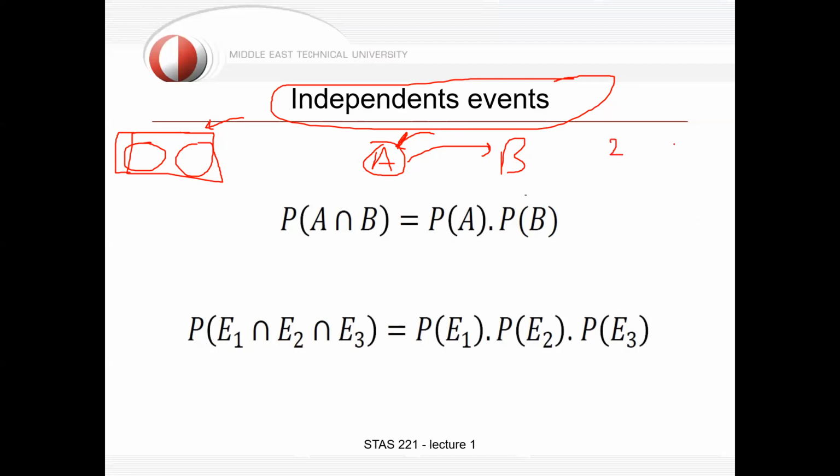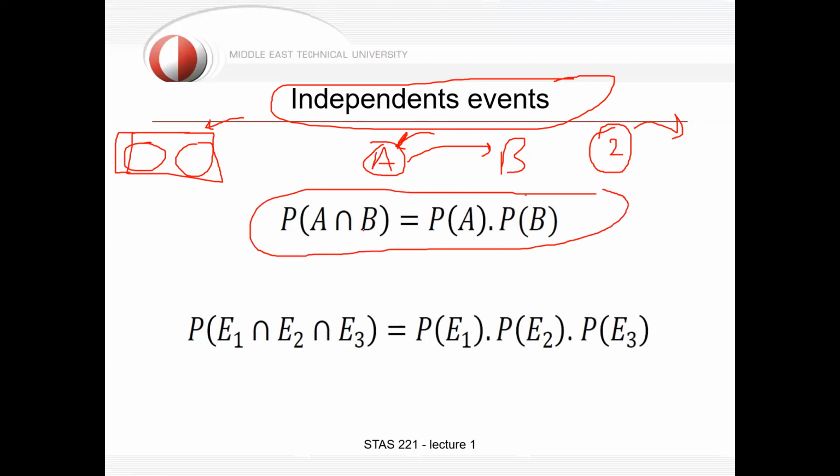If I throw it again, the fact that I know the previous one was 2, does it affect my next trial? No, it doesn't. So these two events are independent. So in that case, when I know that A and B are independent, you can find the intersection of A and B by using this formula.